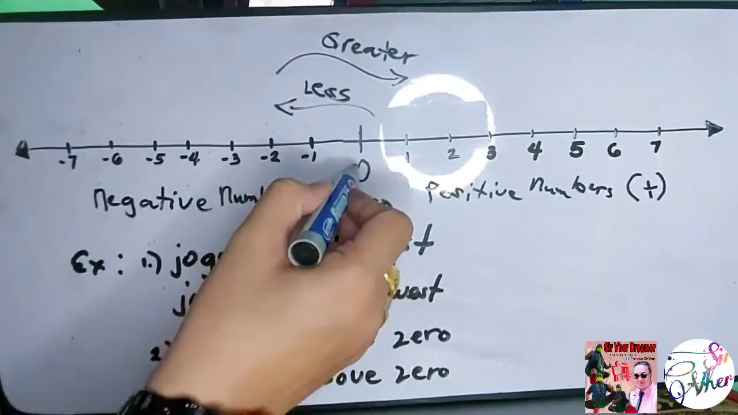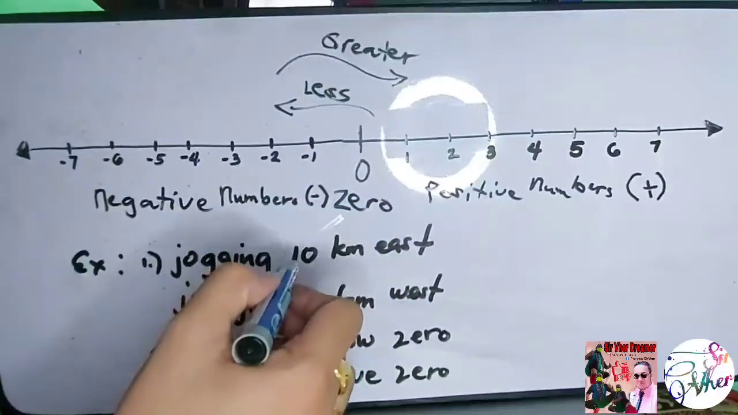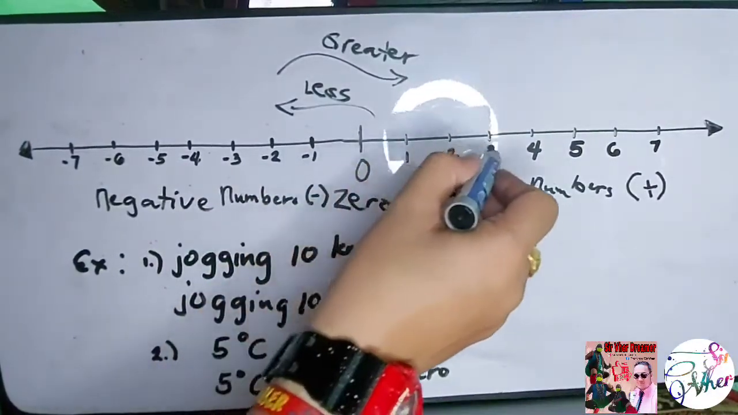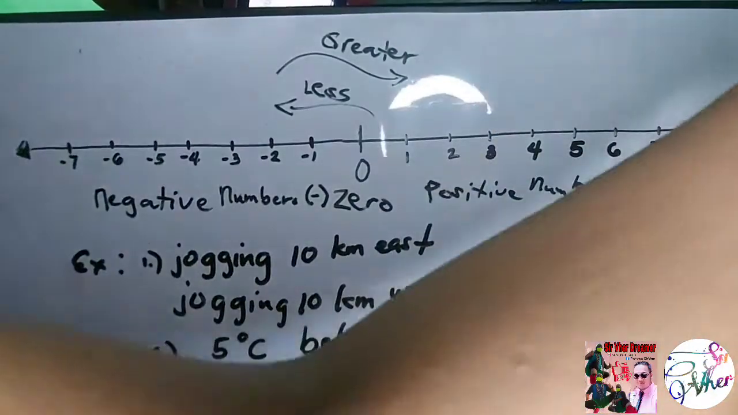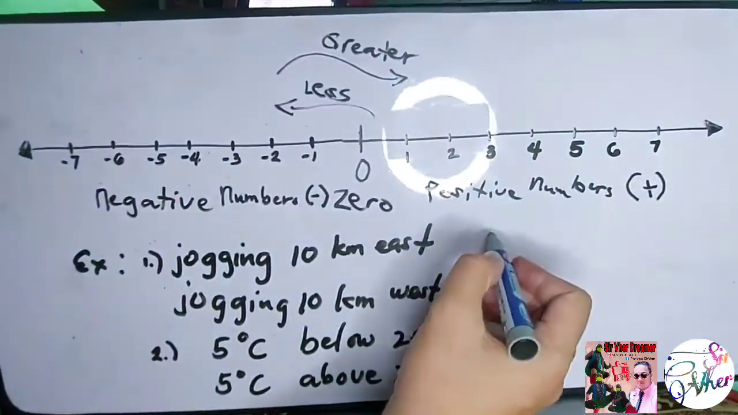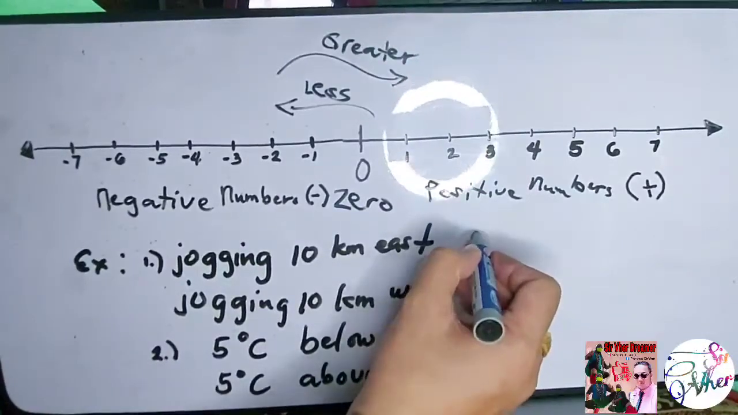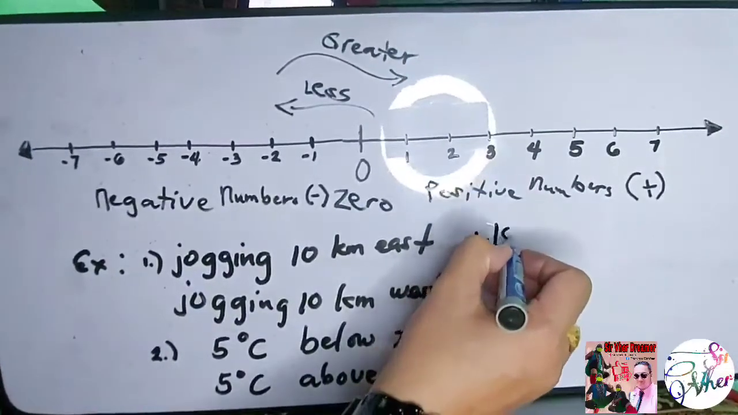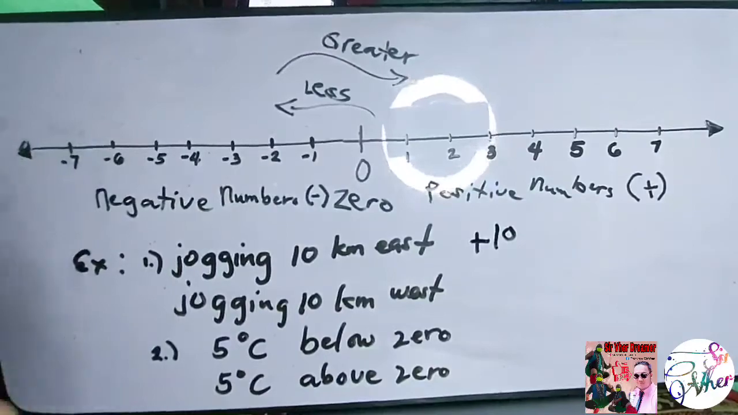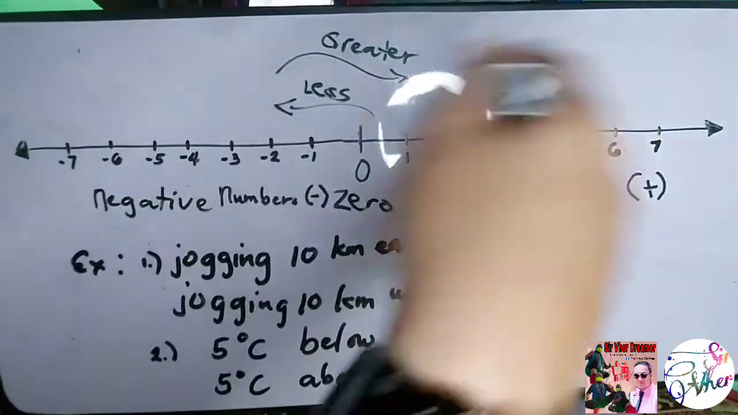We are going to start from 0. How many kilometers? 10. 1, 2, 3, 4, 5, 6, 7, and so on. Let's continue. So what we're going to write as the representation of the statement is positive 10, because it is on the right.